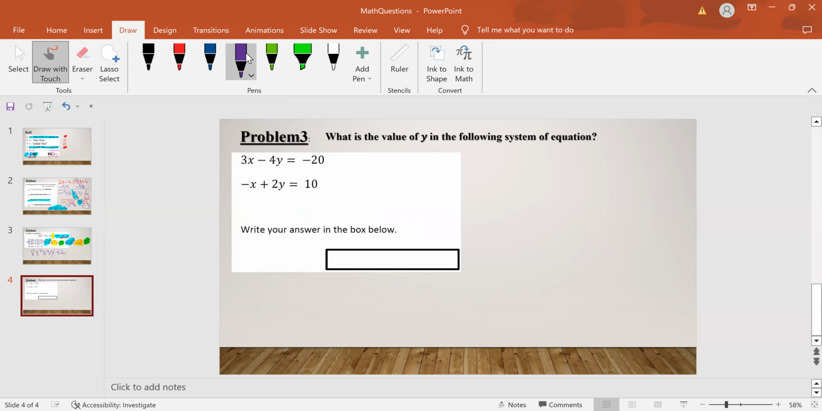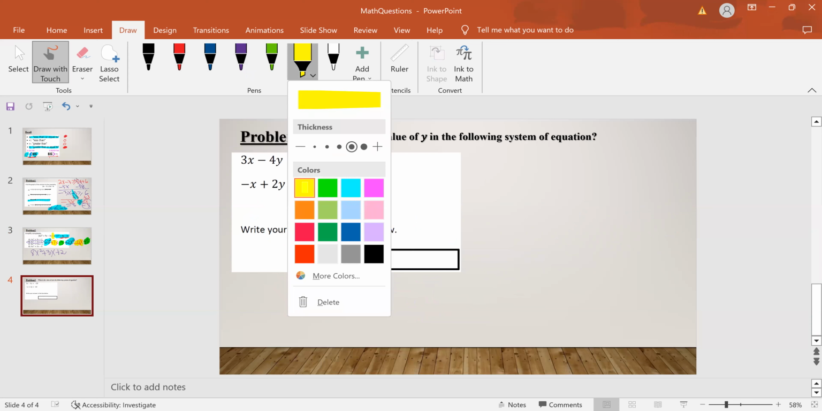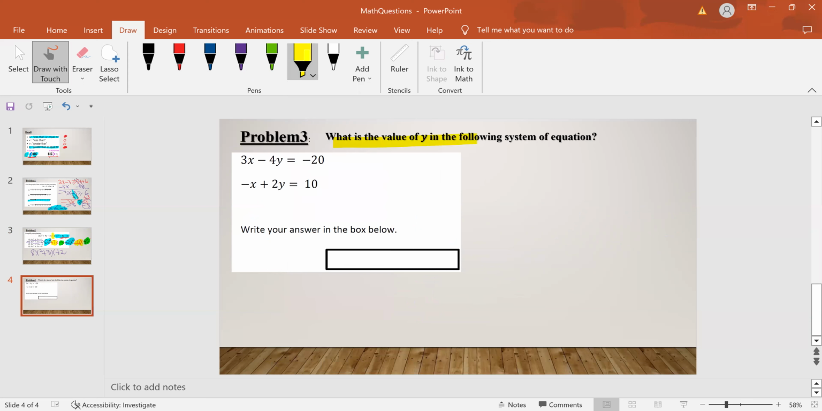What is the value of y in the following system of equation? Yeah, this is a system of equation. Why do they call it system of equation? They call it system of equation because we have two equations. So it's a system. Sometimes it can be three equations, four equations, but for this exam or test, it's just going to be two equations. So we want to solve this system of equation.